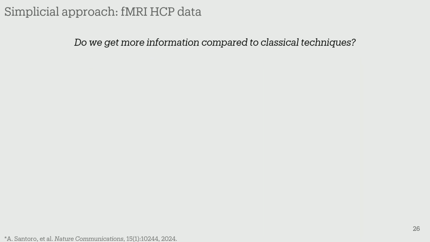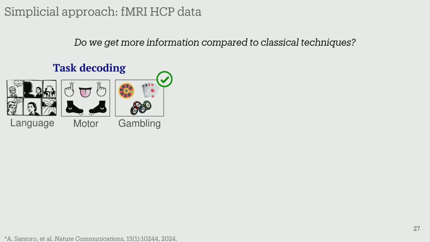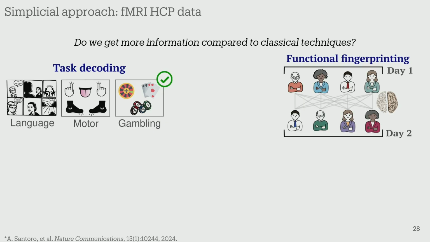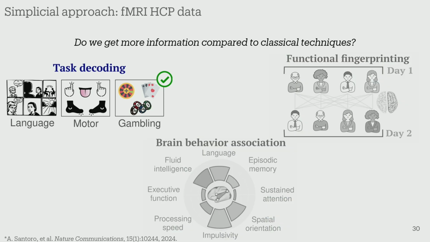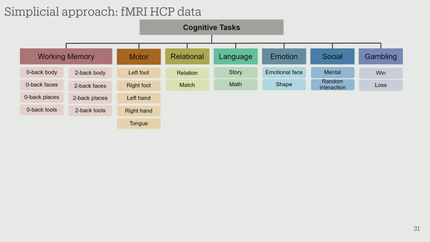But do we really get some more information compared to classical techniques? This is what we did in a follow-up paper just published last year in Nature Communications. The idea was to try to see whether this kind of approach could provide information on task decoding, functional fingerprint, and brain-behavior association. In particular, today I'm going to focus on task decoding, just because of the amount of time that we have. And in particular, what we did was trying to start from a time series.